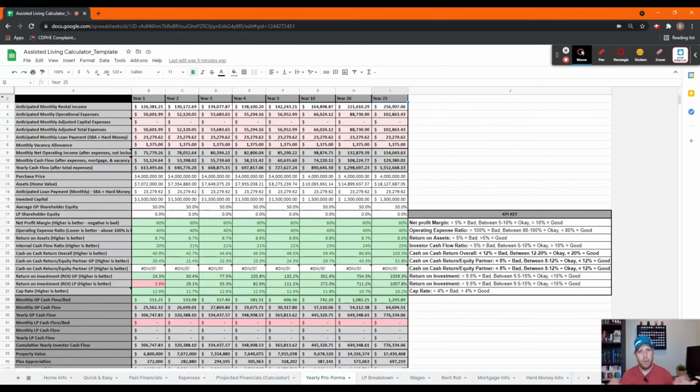I'm not going to unhide it for you, but as you're using the calculator, you can go ahead and do that and make any changes. If you wanted to change this to a year 30, you could change the corresponding number up there, and that will adjust the rest of the numbers down there.